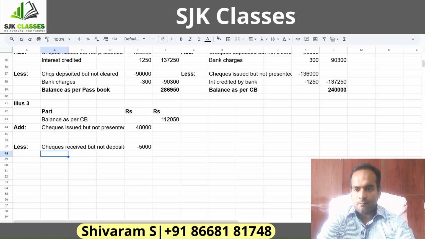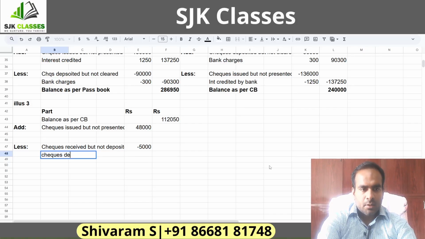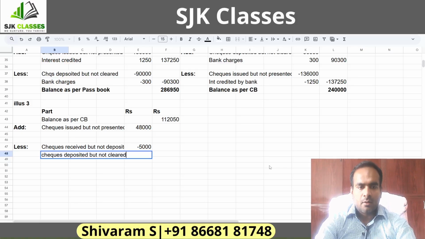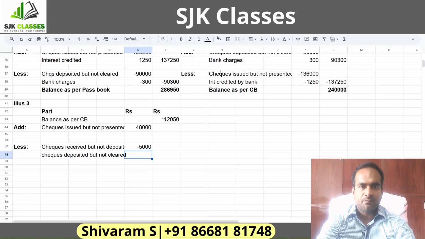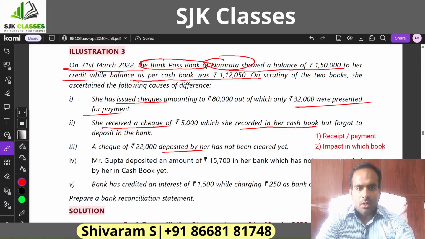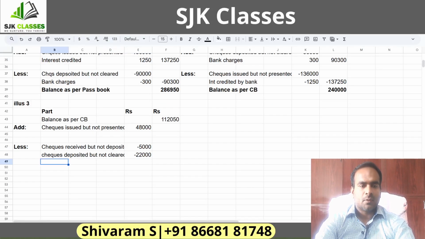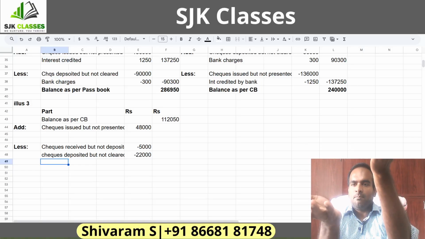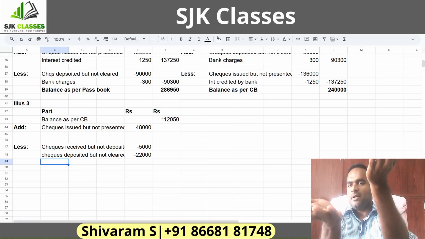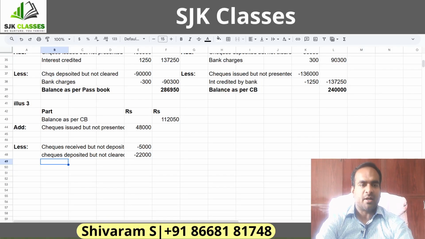Go for the posting. What you will do here? Checks deposited but not cleared. The amount is how much? 22,000. So subtract 22,000. I repeat, cash book has gone up, passbook stays the same. To match right hand, I must reduce my left hand, subtraction.